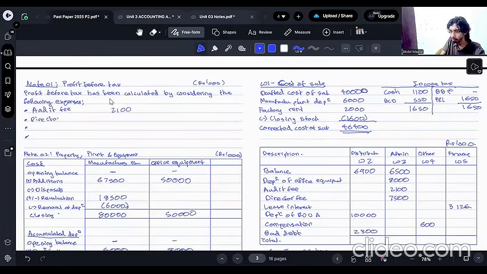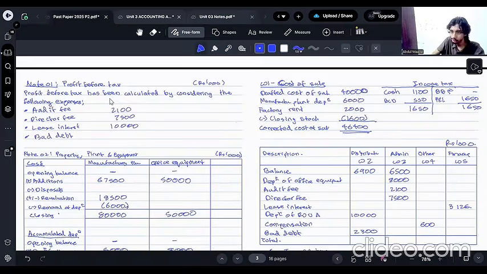Director fee 7,500,000. Lease interest 10,000, 10 million. Bad debt, I'll record bad debt. You can record anything, don't worry. Compensation can be recorded. Depreciation of right of use.